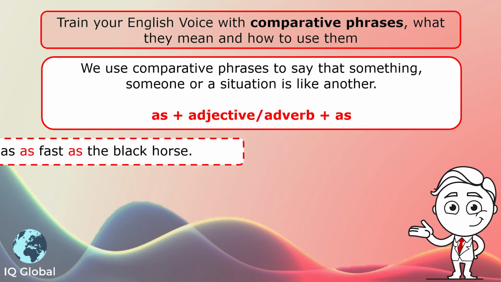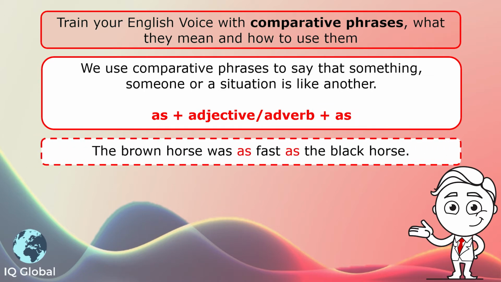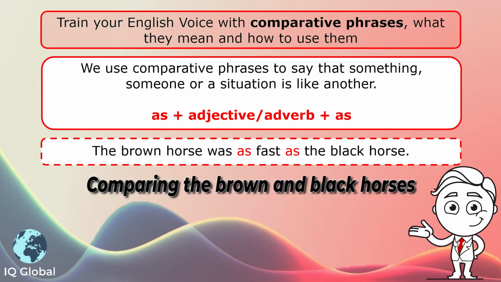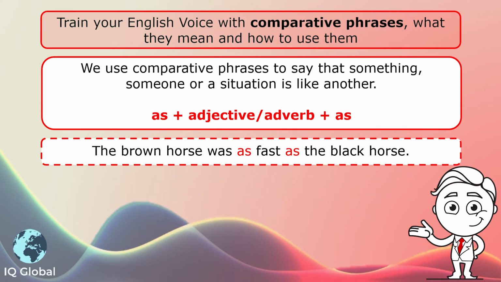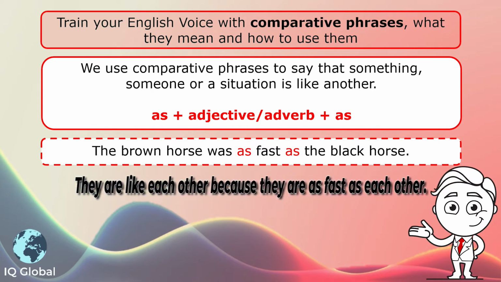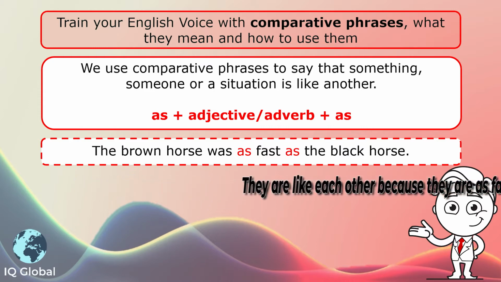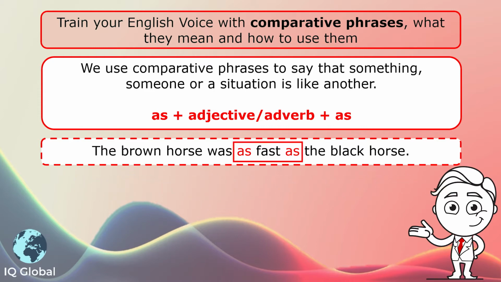For example, the brown horse was as fast as the black horse. As, adjective is fast, and then as again. What are we comparing? The brown horse and the black horse. We are saying that they are like each other because they are as fast as each other. The brown horse was as fast as the black horse. They are similar.